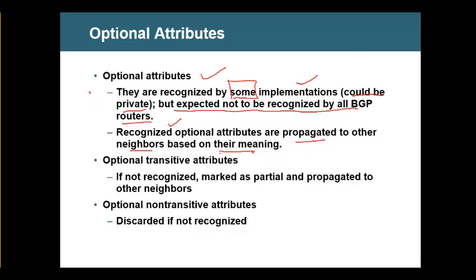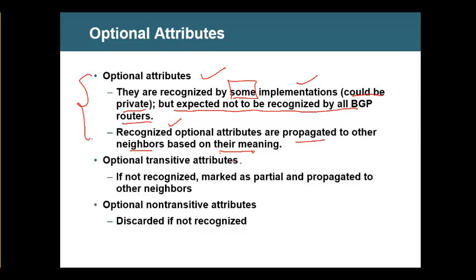Now, we understood the meaning of what is an optional attribute. They are not expected to be recognized on all BGP appliances because they are local, they are private to some vendor. But depending on the meaning of the attribute, they are propagated and used by the receiver.